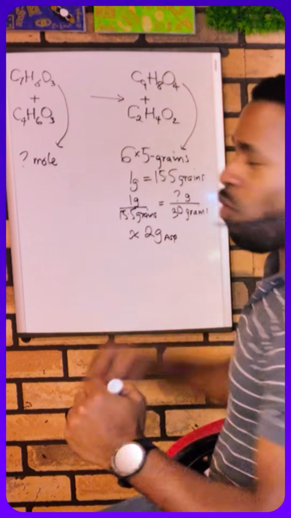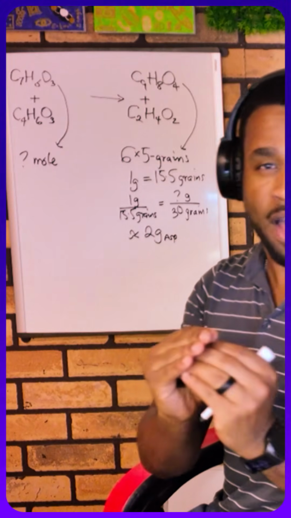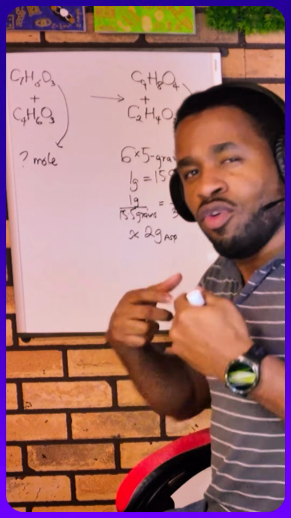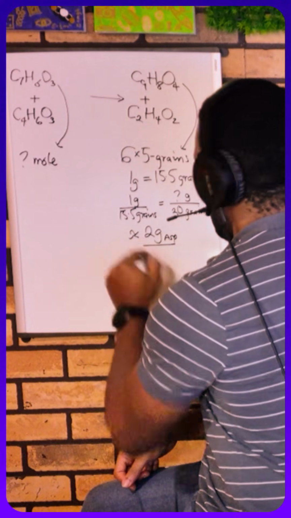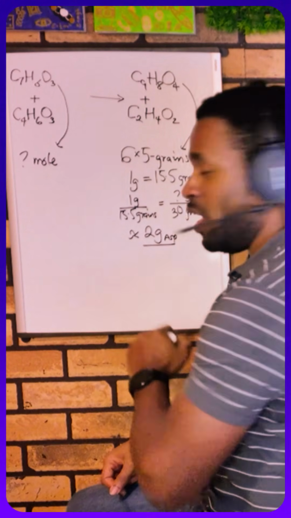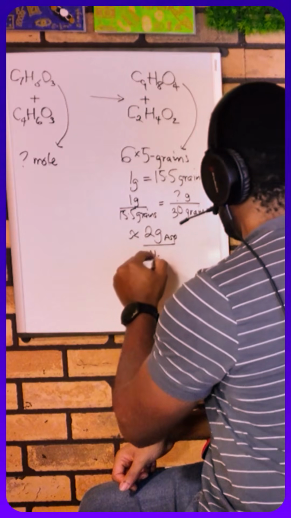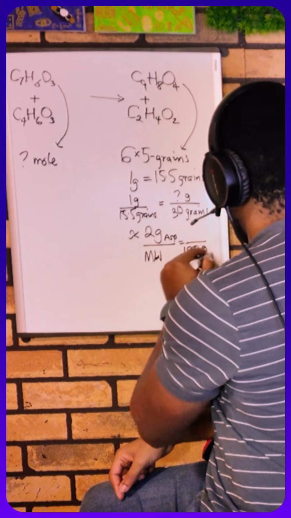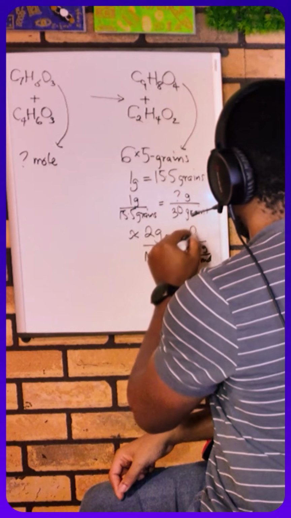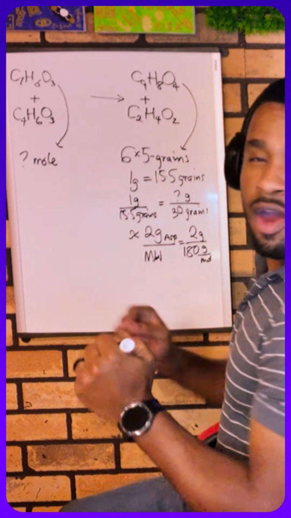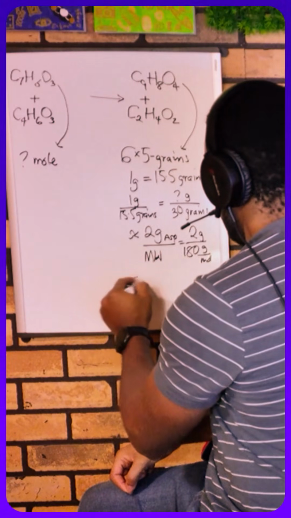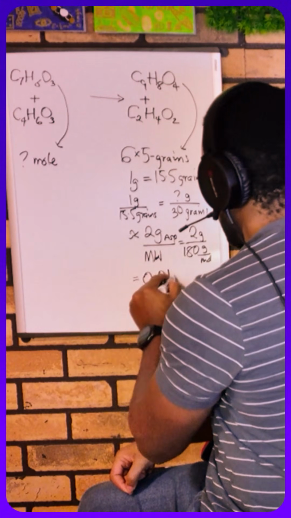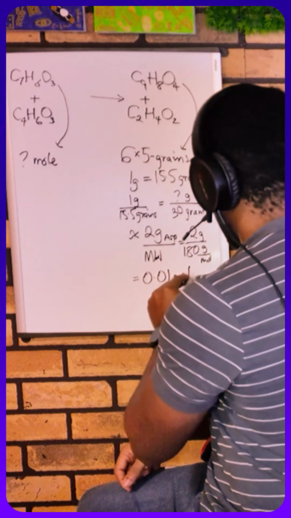Once we are able to determine the mass of aspirin, the next step is to move to the number of moles by dividing the mass of the aspirin by the molecular weight, 180 grams per mole. Therefore, our 2 grams is divided by 180 grams per mole, which gives us 0.01 moles of aspirin.